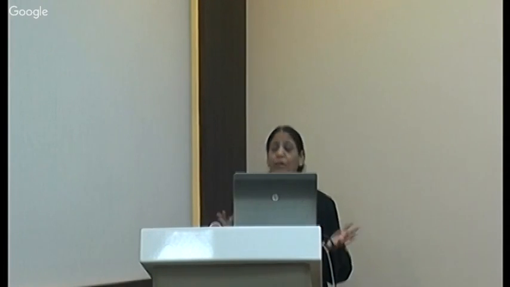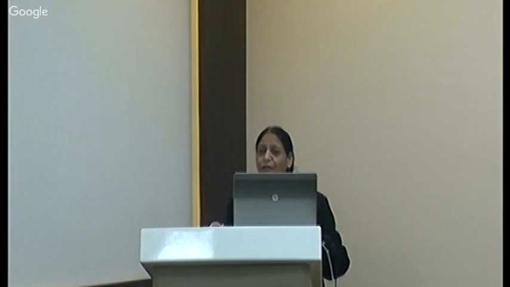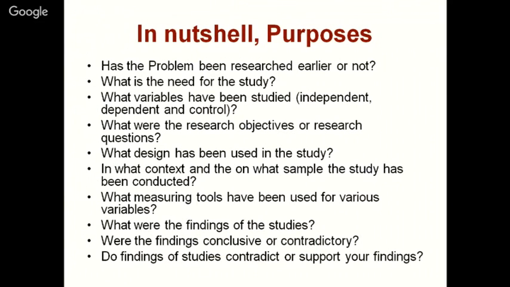Then what were the research questions or research objectives? What design? Then in what context and on what sample the study was conducted? What measuring tools and what were the findings? Were the findings conclusive or inconclusive? And do findings of studies contradict or support your finding? So all these questions which are there in the mind of the researcher can be answered with the help of review of related literature. So it serves a number of purposes.